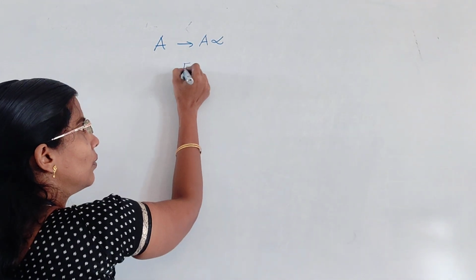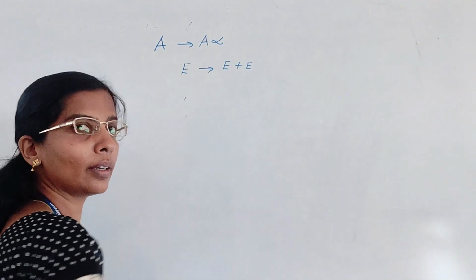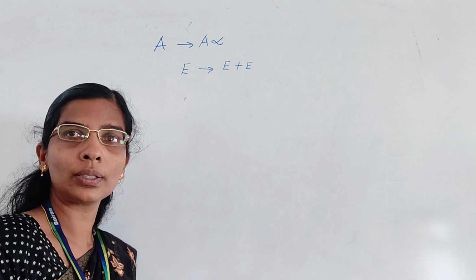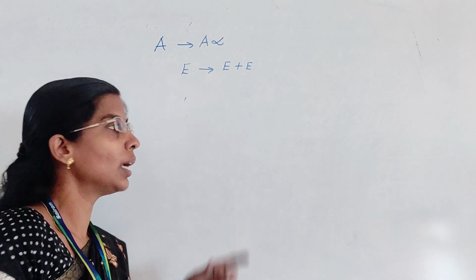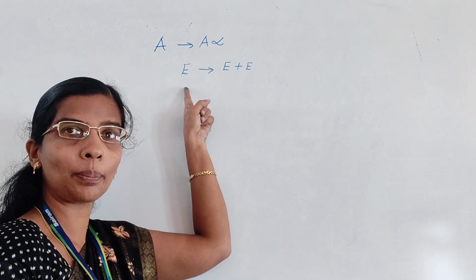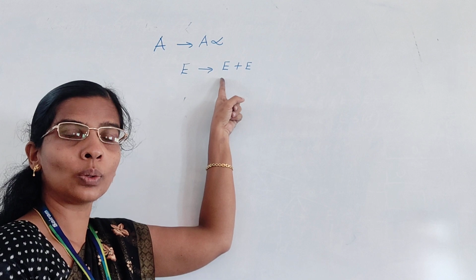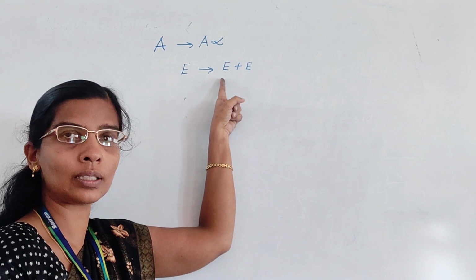Take this rule. We have seen this rule many times: E tends to E plus E. Is it a left recursive grammar? Yes. Because what is the variable in the LHS? Capital E. This capital E is the first symbol of your RHS. So your grammar is a left recursive grammar.